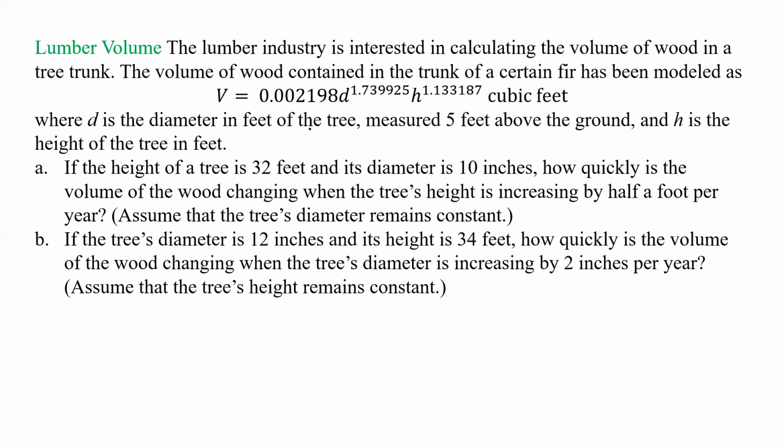Now, D is the diameter in feet of the tree, measured 5 feet above the ground, and H is the height of the tree in feet. Okay. Now, I'm seeing there's going to be an issue here already, because when we're taking derivatives, when we get to the derivative of d, we'll end up with little d over dt. That looks funny. So I would suggest maybe changing that to a capital D or to some other letter, and that way it's going to make a little more sense.